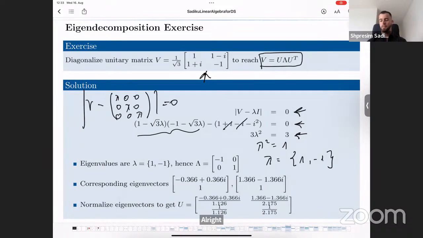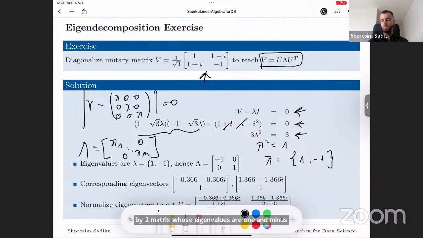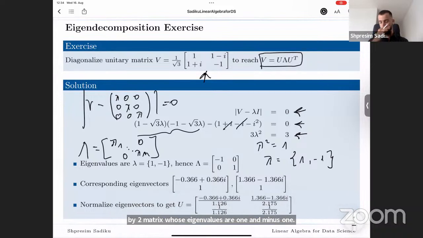So yeah, back to this exercise now. We find that the eigenvalues are 1 and minus 1. By the way that we defined the matrix lambda, it was just by stacking the eigenvalues of a matrix on the diagonal. And in this case, we have a 2 by 2 matrix whose eigenvalues are 1 and minus 1. So we can just stack the eigenvalues to get the matrix lambda.